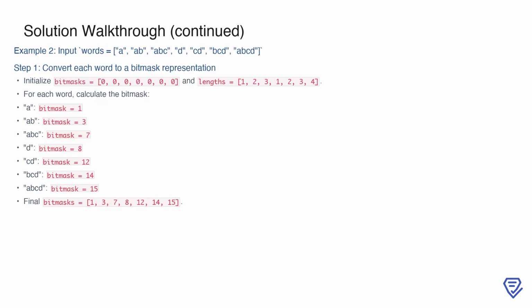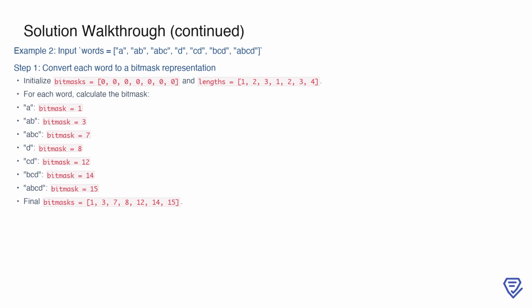In this second example, we follow the same process. First, we convert each word into its bitmask representation. Starting with a, which has only one unique letter, its bitmask is simply 1. For ab, the letters a and b set the first and second bits, resulting in a bitmask of 3. Similarly, abc has the letters a, b and c, giving a bitmask of 7.